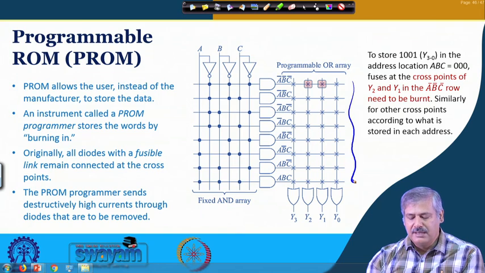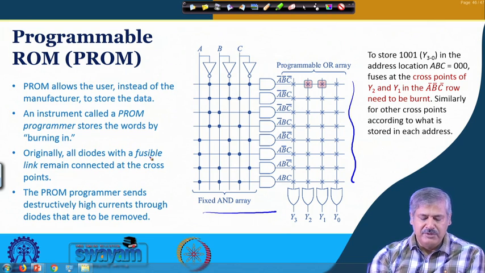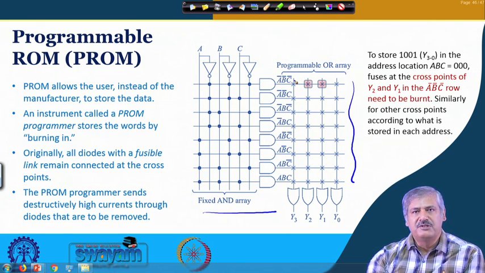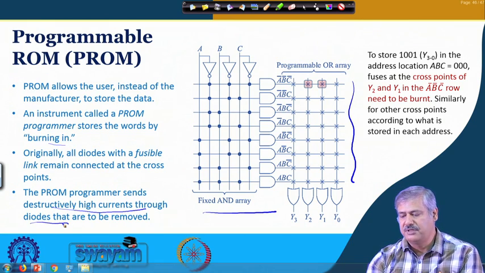Okay. And this is the decoder, this is the fixed AND array which is acting as a decoder, right. And then whenever you want to put something, you just burn the fuses accordingly. So, this is the burning-in process. Okay. So, destructively high currents are sent through the diodes.